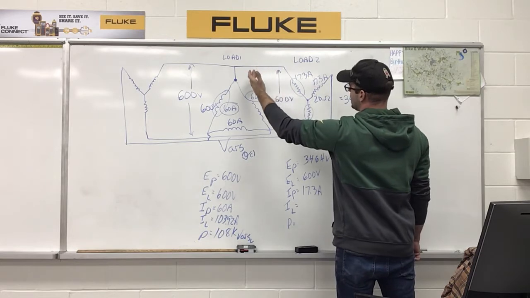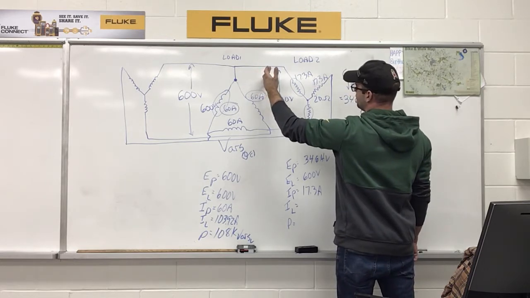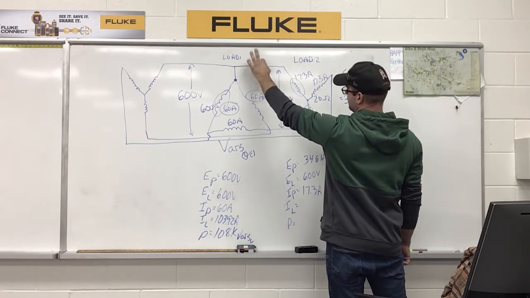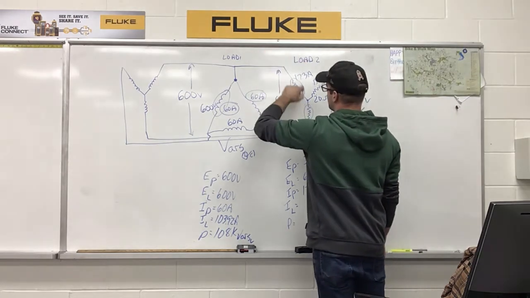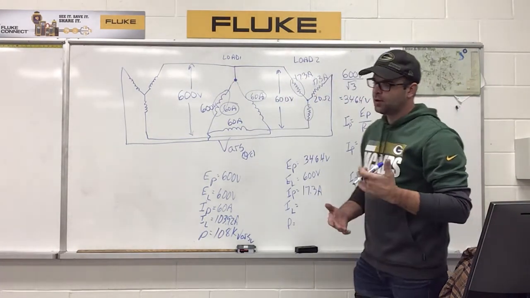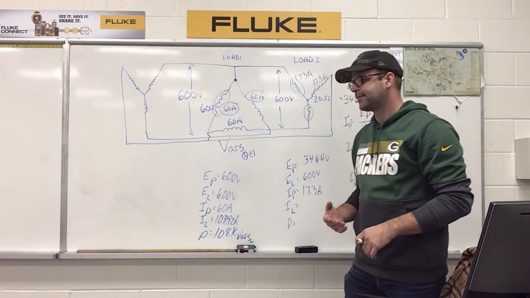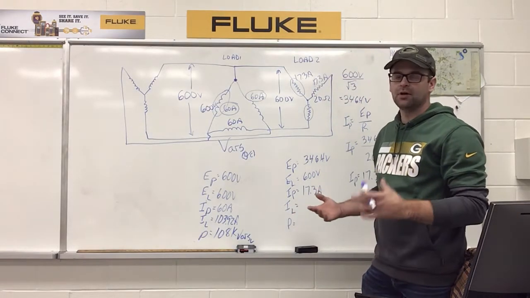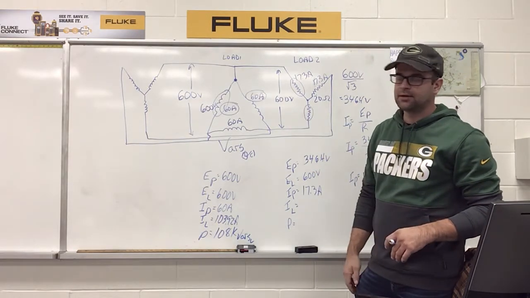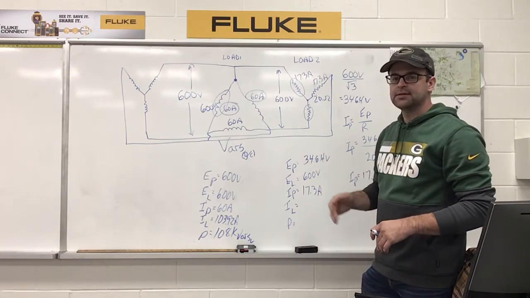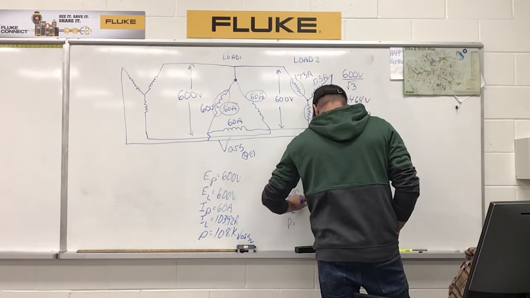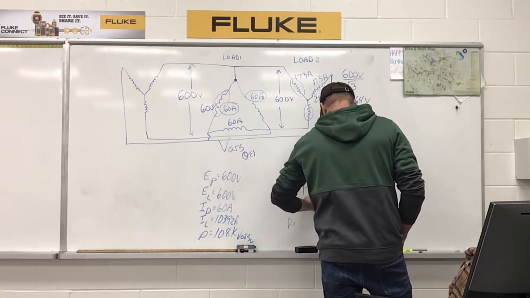So I can assume, and if I were to just carry an amp clamp, there's nothing else being added in. So my phase value and my line value for current are going to be the same, and that goes along with what we talked about, how the current in a Y configuration is the same in the phase as it is in the line. So we also have 17.3 amps in the line.